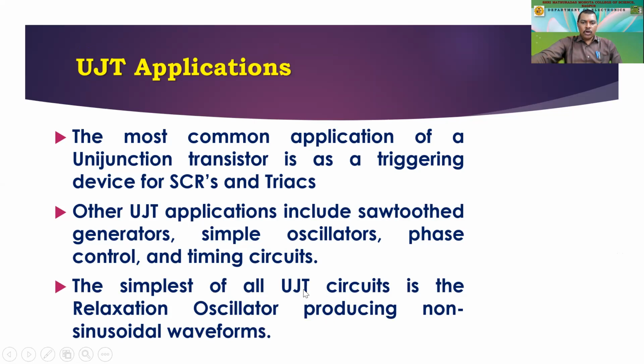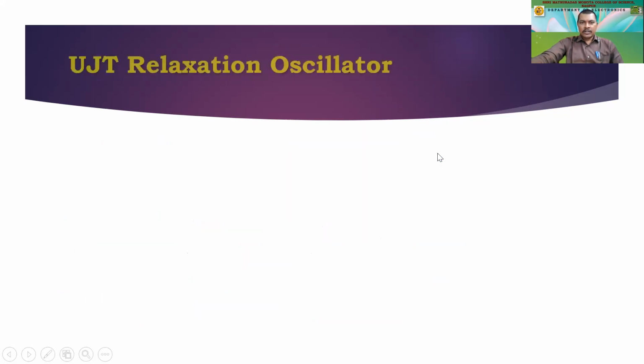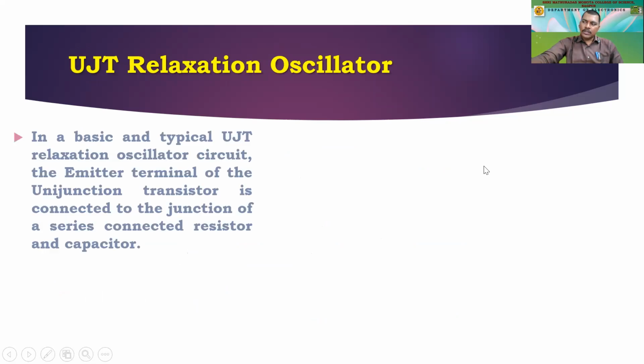Now the simplest of all UJT circuits is the relaxation oscillator producing a non-sinusoidal waveform. What is a sine wave? It is an analog signal that is having a positive half as well as a negative half. That is called a sine wave. Now let us see, we are having it as a non-sinusoidal waveform, so we call it a relaxation oscillator. Let us see what a relaxation oscillator is. Now this is included in your syllabus.